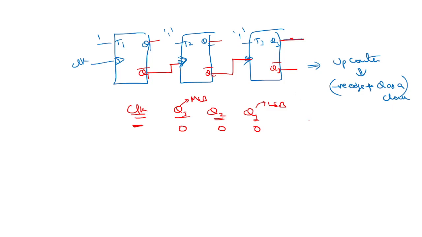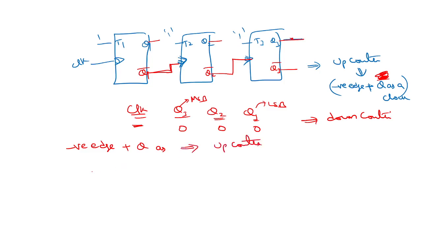So if you look at that, it will act as a down counter. You haven't changed anything. The only thing that is changed is the feed forward path. Instead of connecting Q as a clock, you just connected Q bar as a clock. Then it acts as a down counter. So negative edge triggering flip flop plus Q as a clock will act as an up counter. This is what we have understood. Then with negative edge, if Q bar is the feed forward clock, it will act as a down counter.